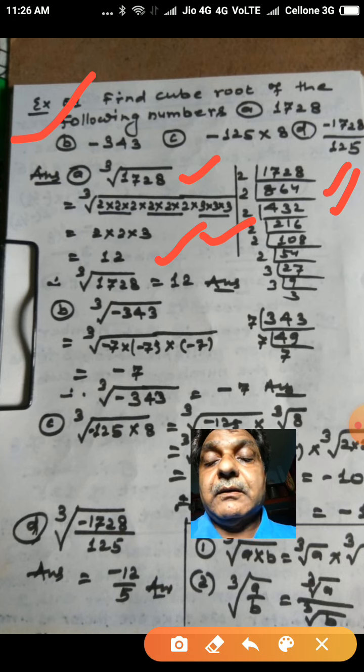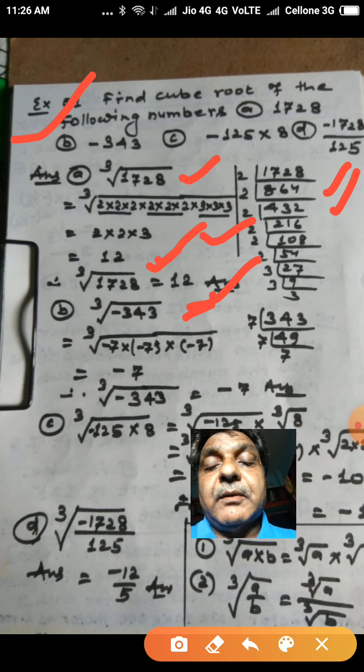You can verify whether this answer is correct or not just by applying the concept of cube root: a cube root is that number which, when multiplied three times, gives the number whose cube root you have taken. So multiplying 12 three times, that is 12 into 12 into 12, you will get 1728, which verifies that your answer is correct.